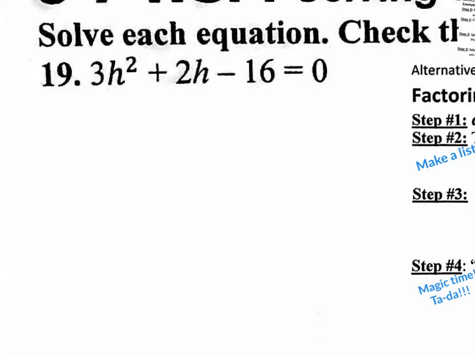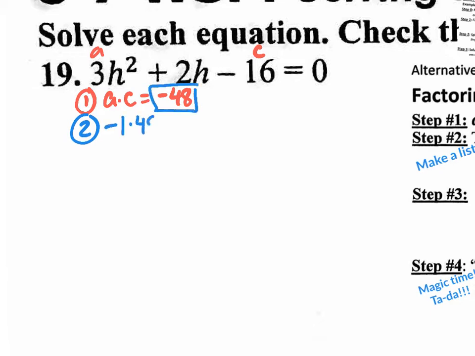So let me do a 1 right here. A times C. A is 3. C is negative 16. We get negative 48. Step 2, make a list. How could I get this answer negative 48? Well, negative 1 times 48.